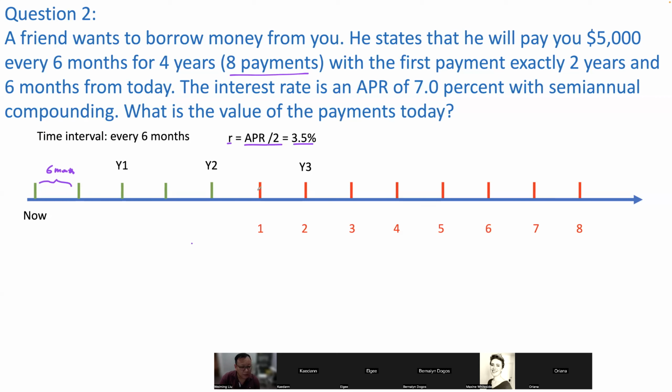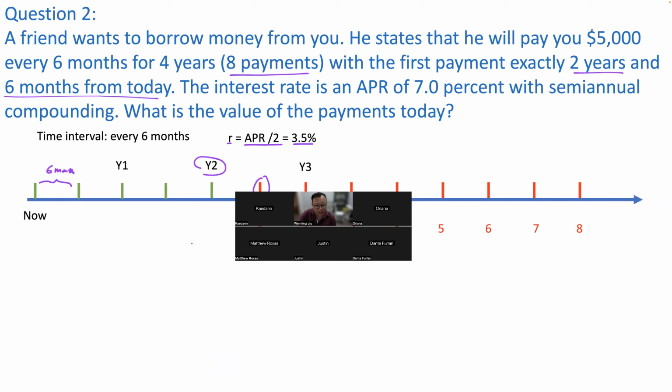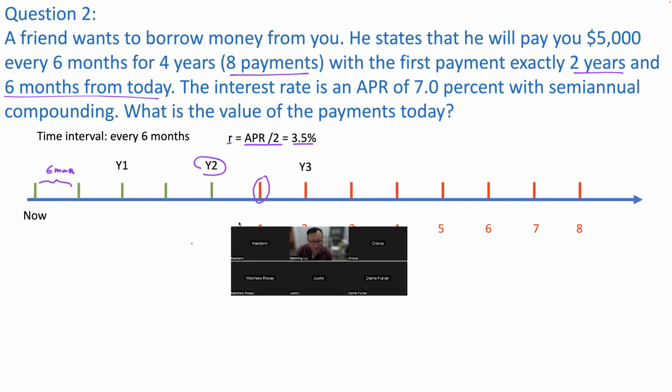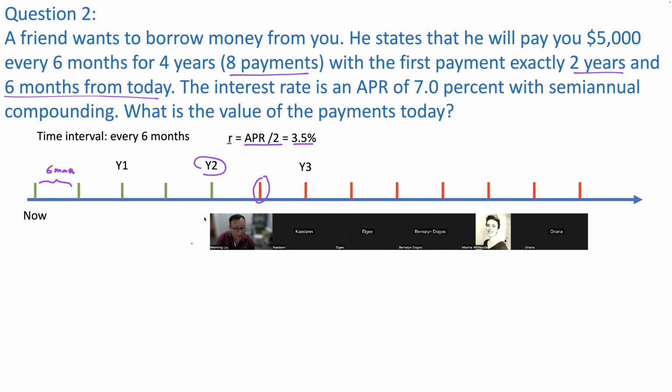So at this point, this is the end of year 2, and the first payment starts 2 years and 6 months from today, right? So that's here. And there are 8 payments, so I can draw 8 payments. Is this your picture? If you have the same picture, tell me. Oh, good, Bernally, that's great. Yeah, Kaden, very good. So this is very important.